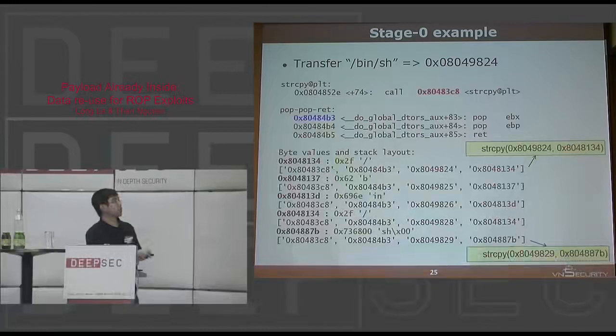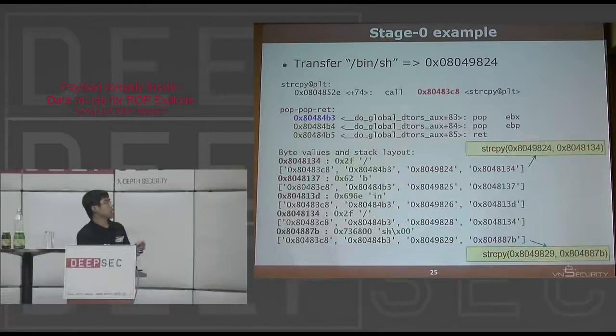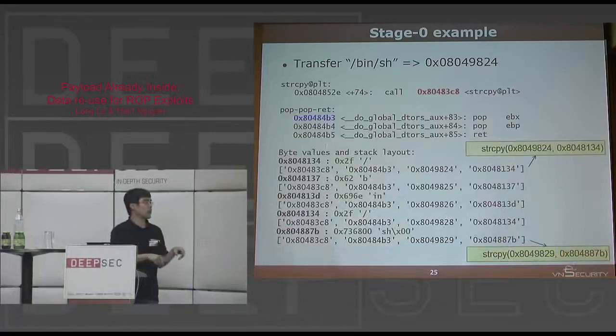the payload for state 0, which is something like the address of the destination, then the source, and the next stack frame. The B3 is the pop-pop-ret, which is the gadget for loading registers, and this one is the PLT entry of strcpy. I keep generating this until it's finished, so the state 1 payload is copied into the new stack.